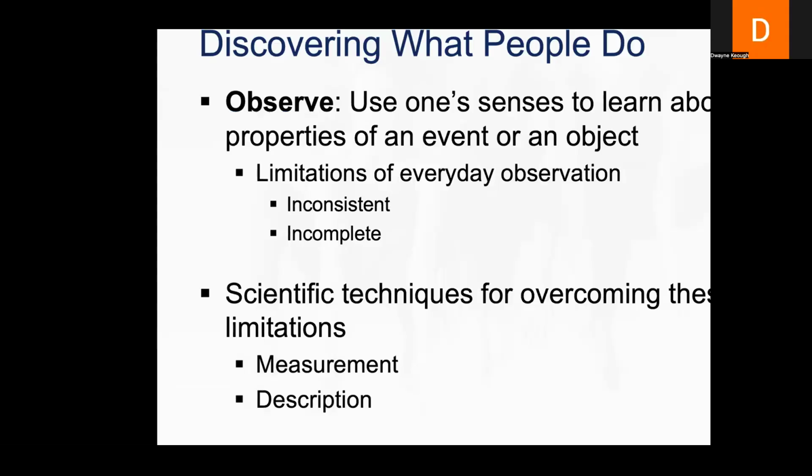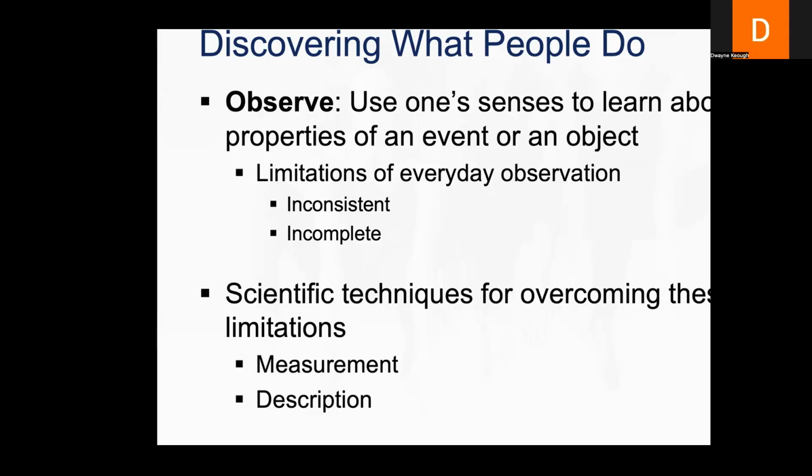The method of observation is about watching others do something and documenting it, trying to understand what they did so it's clearly written or recorded, and then why. Why did they do it? If we're going to observe someone, we're going to use our senses to learn about the property of an event or an object. So we're probably going to start with our eyes. What do we see occur?